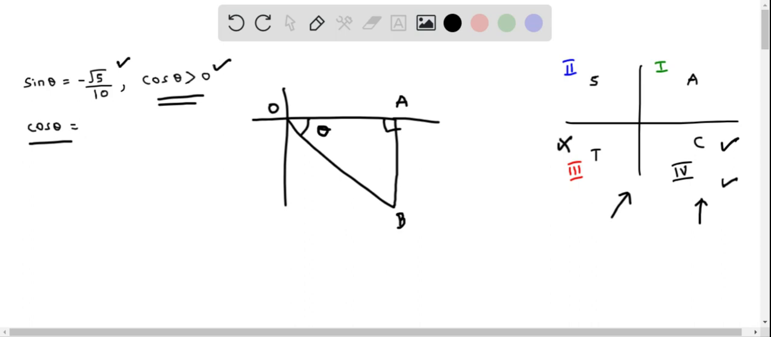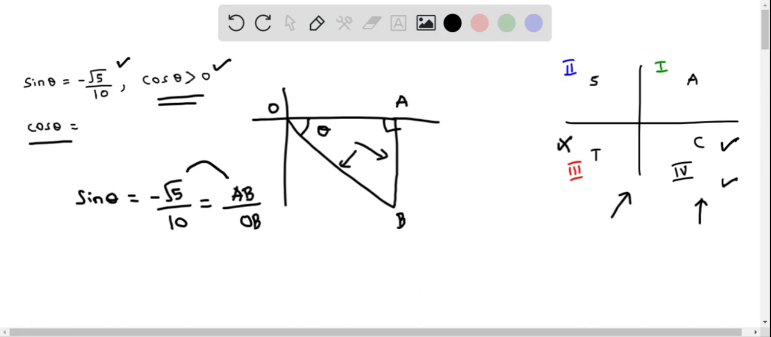Sine theta is opposite side over hypotenuse. Therefore we write sine theta equals negative root 5 over 10, and this according to SOH CAH TOA is the opposite side, AB, over the hypotenuse, OB. So this means AB equals negative root 5. I mark negative root 5 over here, and OB is 10. So the hypotenuse is 10.